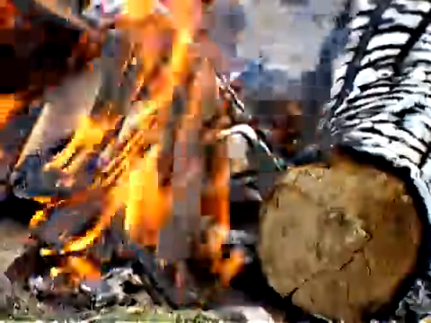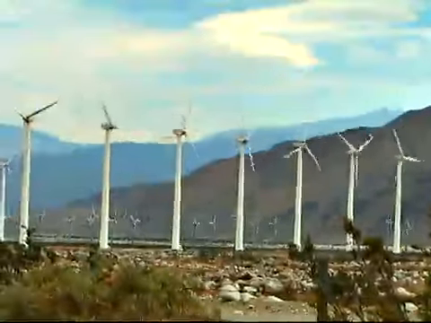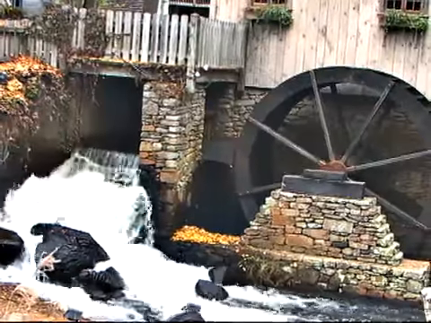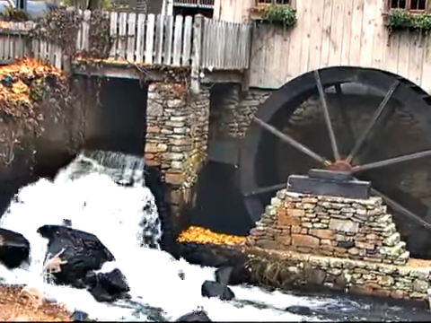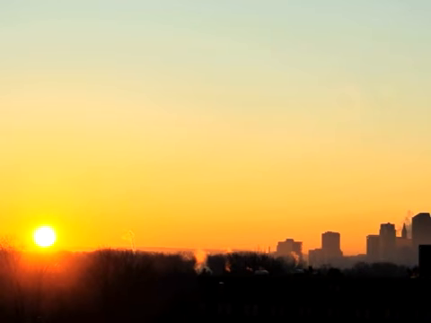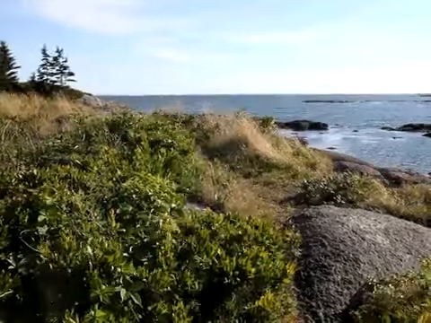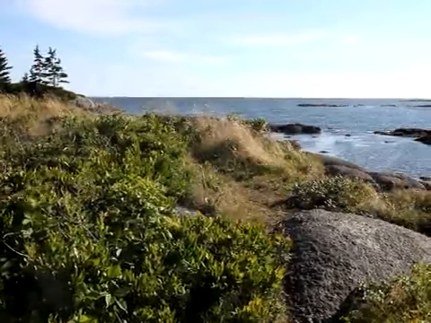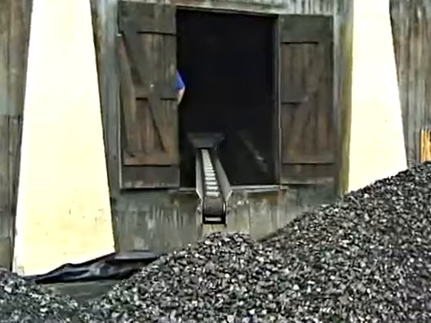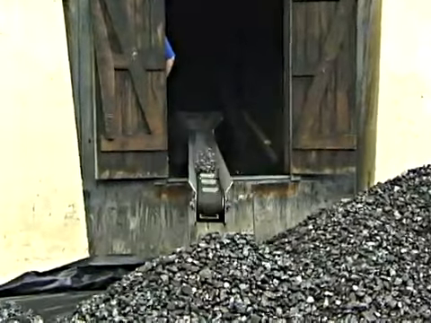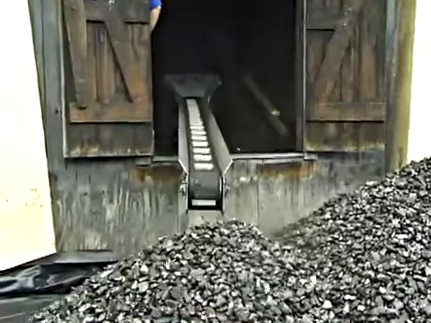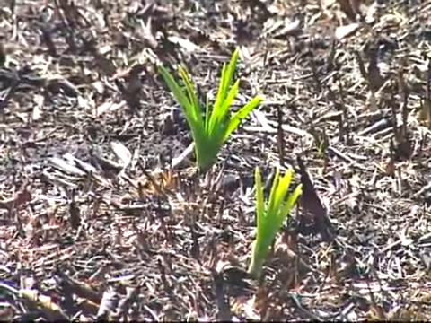wood, wind, moving water, and the sun. These are just a few of the different groups of natural resources. As we just discussed, there are many different natural resources. Another way of describing these resources is based on whether they can run out or be renewed.